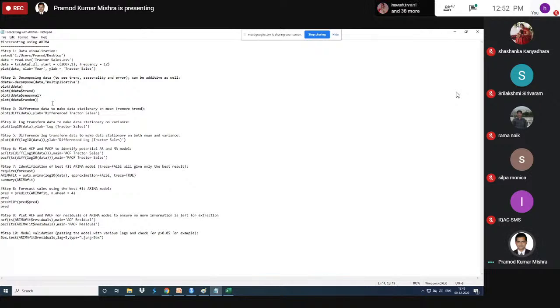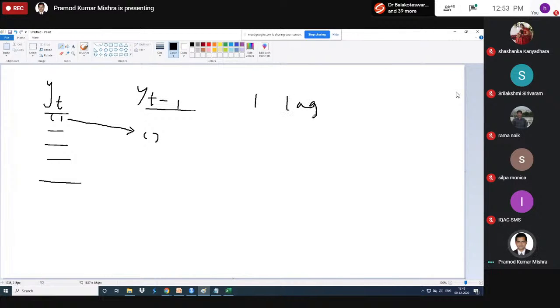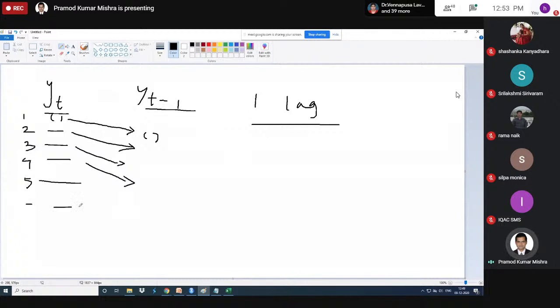We can do that, but how do we control this? We need to do one thing called differencing. As I said, yt and yt minus 1. Let us say this is yt, you have some data here. Now yt minus 1 means the first place will come to the second place. This is called 1 lag. From the second observation to the nth observation, I have the complete information.